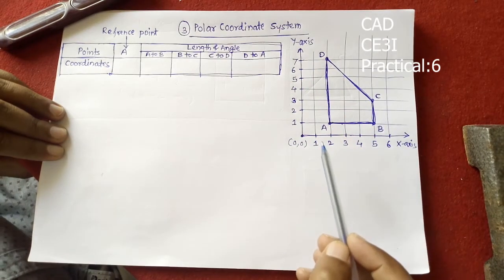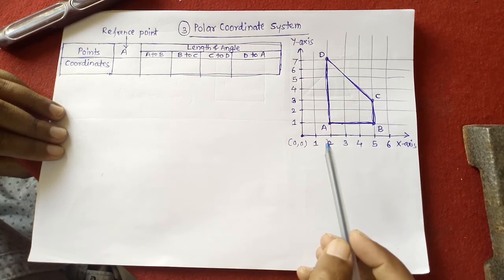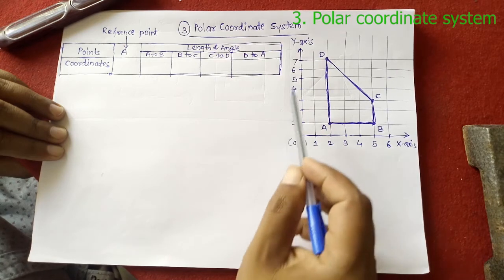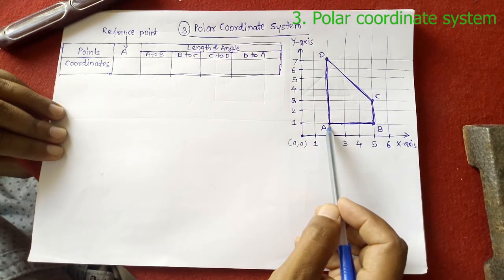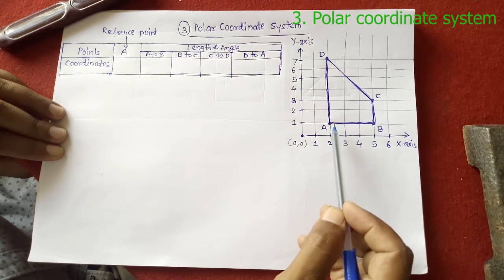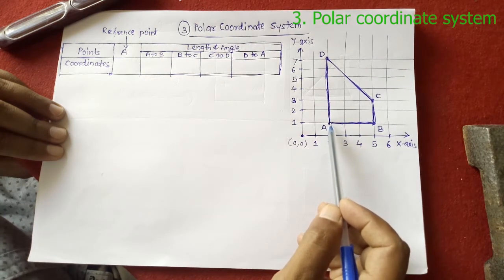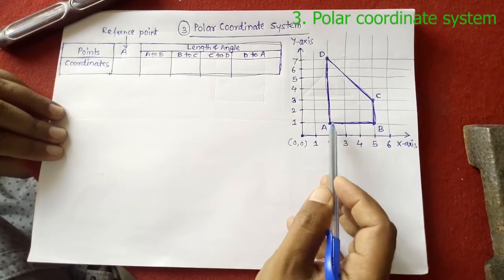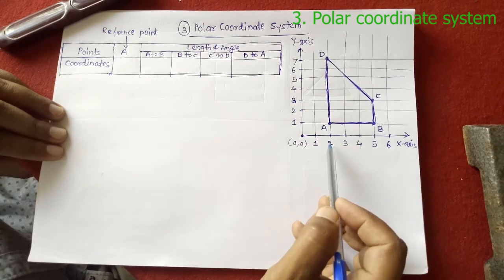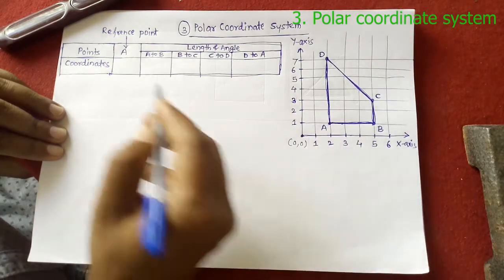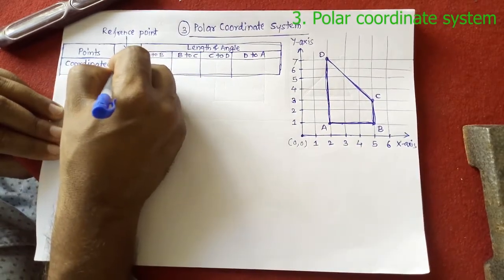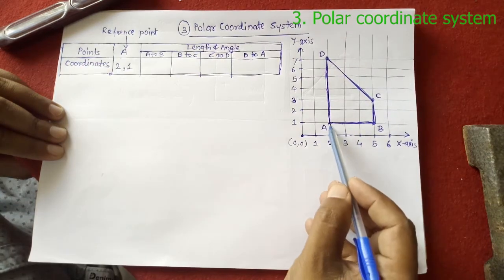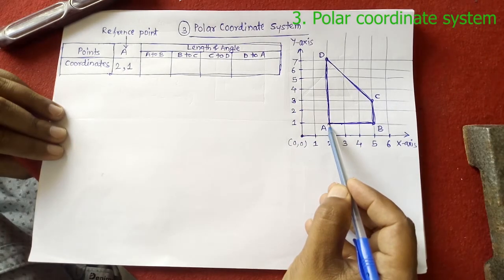To draw this object in the AutoCAD, first of all, we must consider one of the points on this object as a reference point. So I am considering this point A as a reference point and calculate the coordinate of this reference point by using absolute coordinate system or the conventional method. So the coordinates of point A are x coordinate is 2 and y coordinate is 1. So write down x coordinate 2 and y coordinate 1. So this first point or the reference point is located in the AutoCAD.